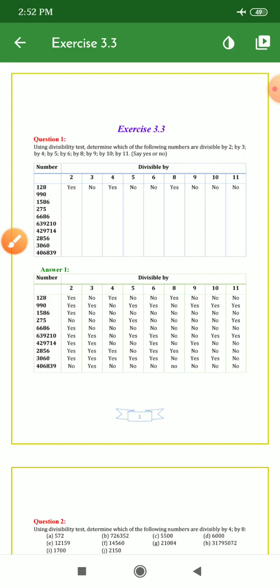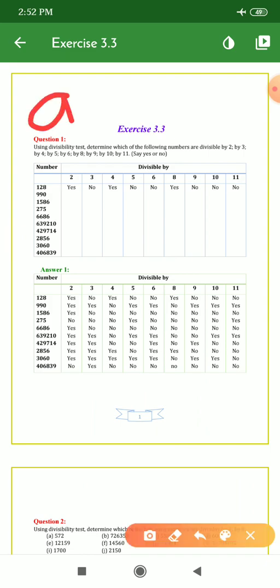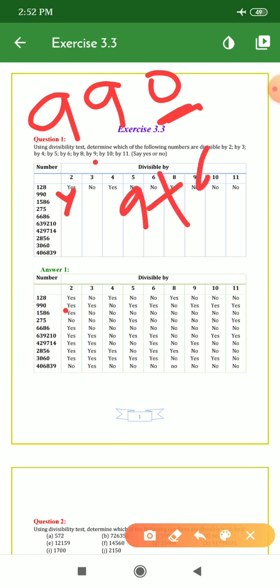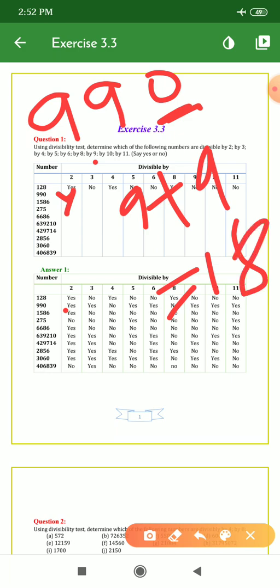What is given for 990? You can see that because the last digit is 0, yes, it will be divisible by 2. It will be yes for 2. Now we will add for 3. Divisibility rule for 3. So 9 plus 9 is 18. So 18 means it is divisible by 3. So it will hold yes for 3 also.